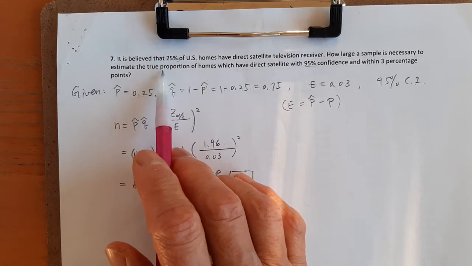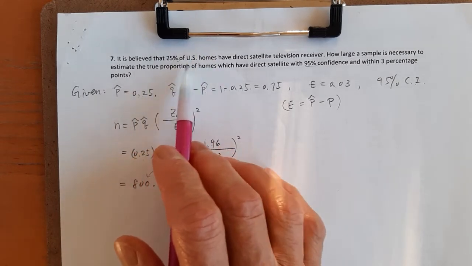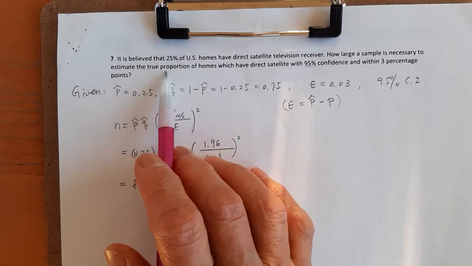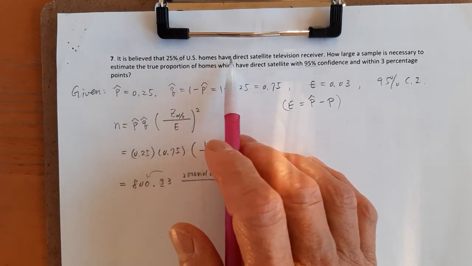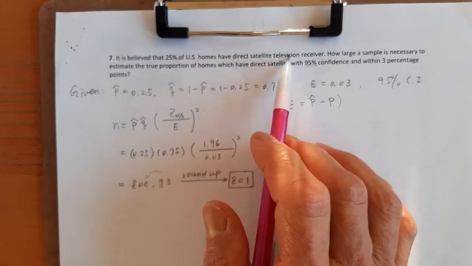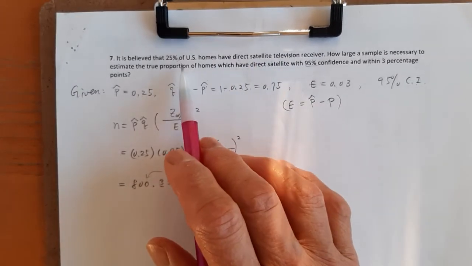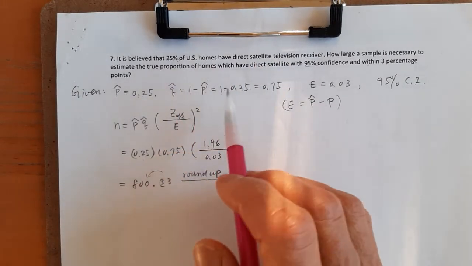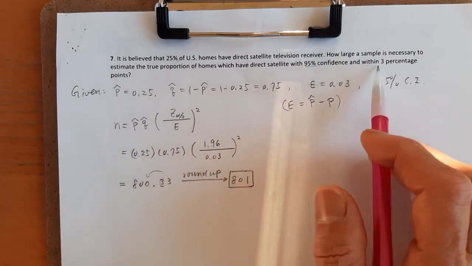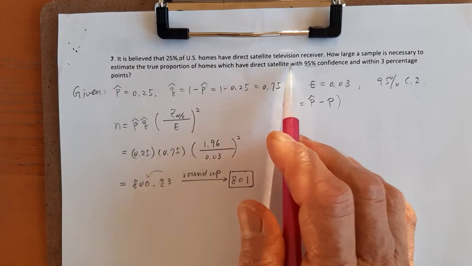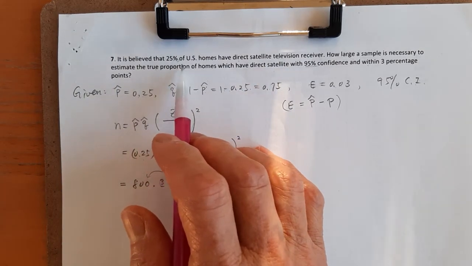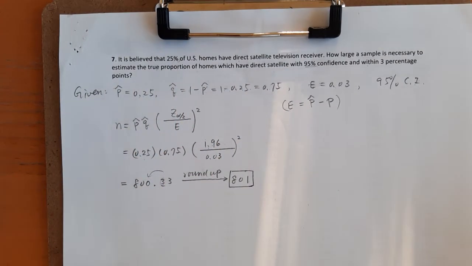There is 95% confidence that 25% of the whole of the homes that have direct satellite TV is within 3 percentage points of the true proportion of the homes.